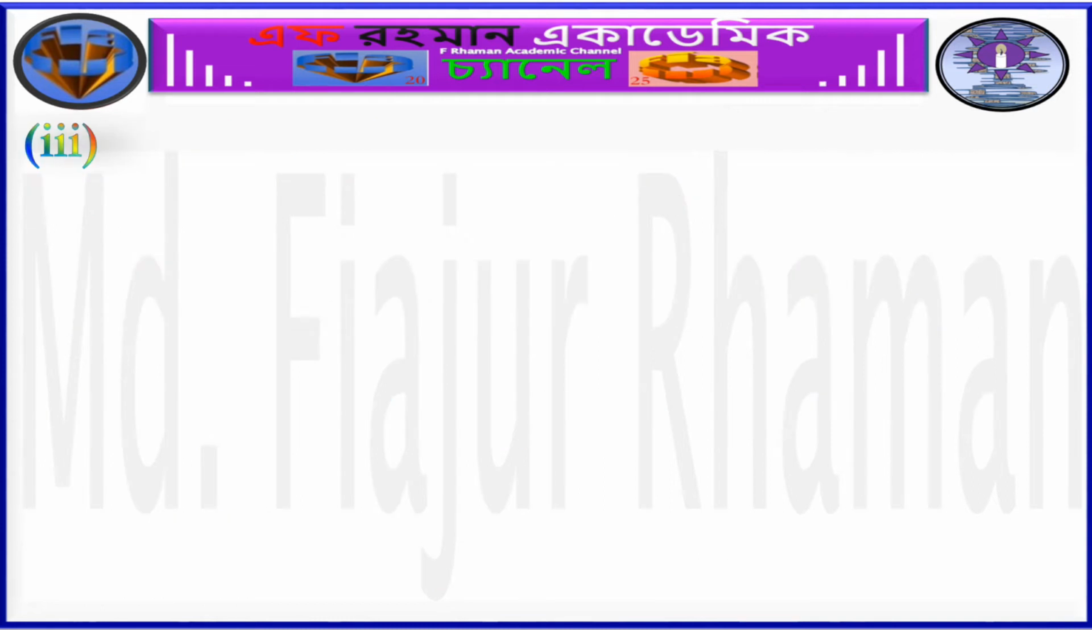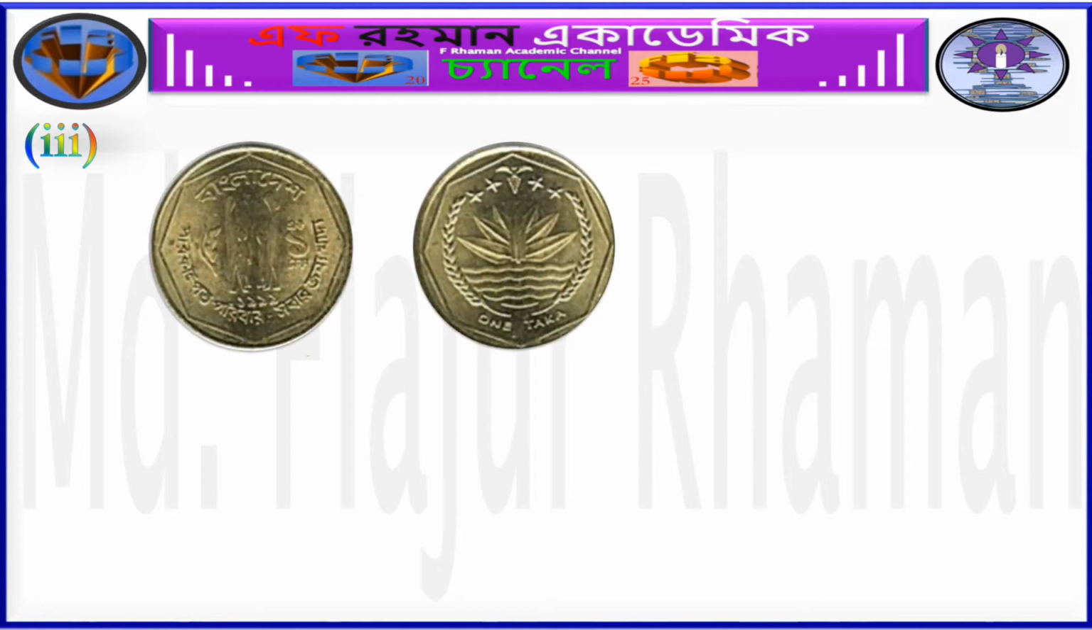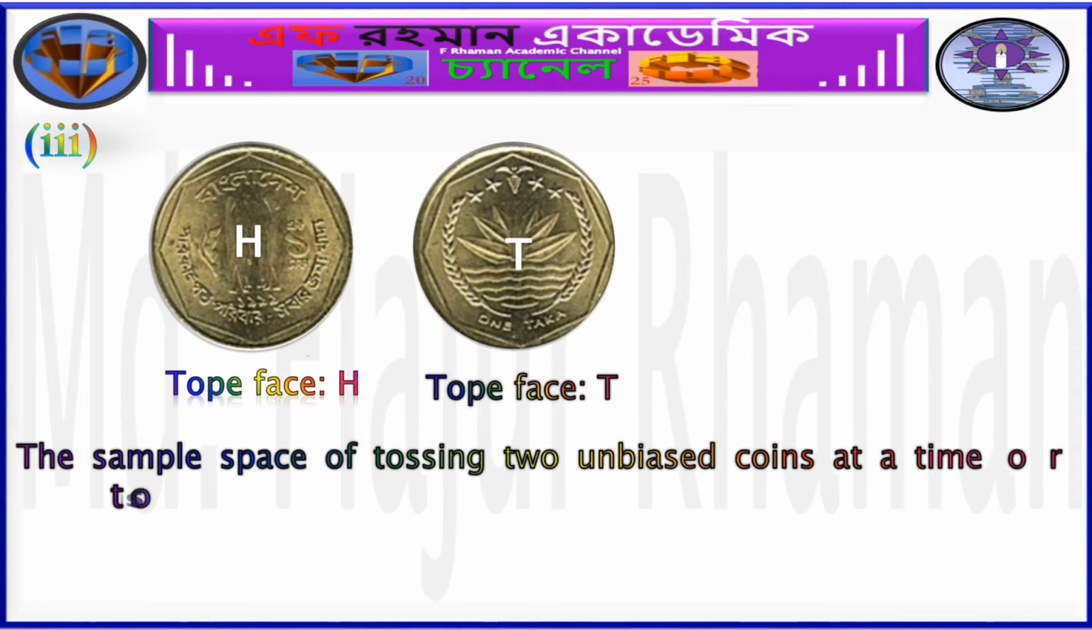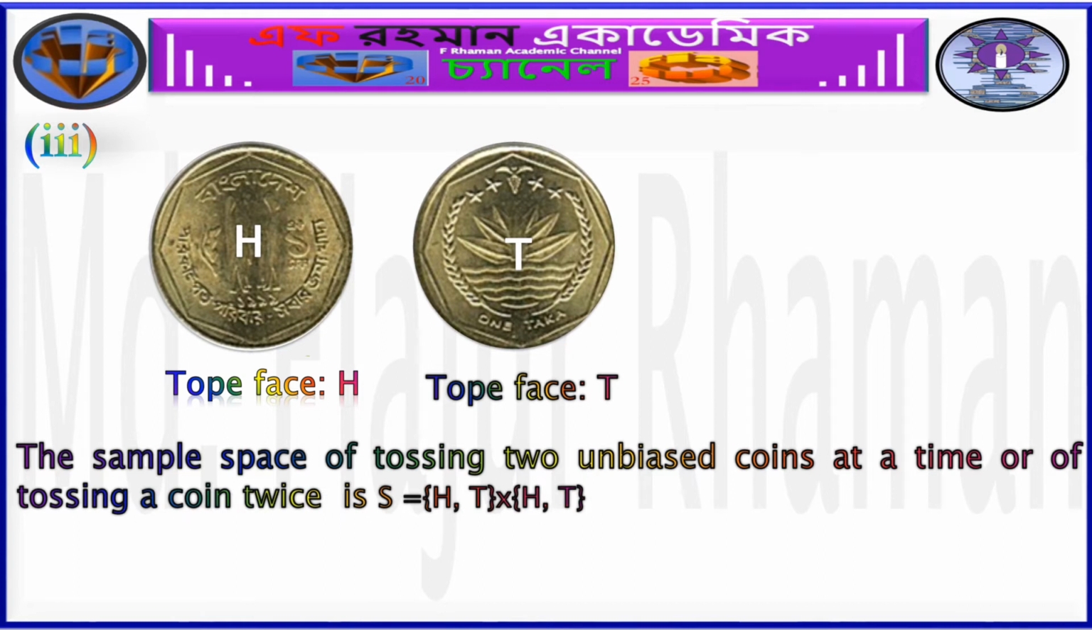Example 3. Sample space of tossing two unbiased coins at a time, or of tossing a coin twice, is S equals {H, T} cross {H, T}, equals {HH, HT, TH, TT}.